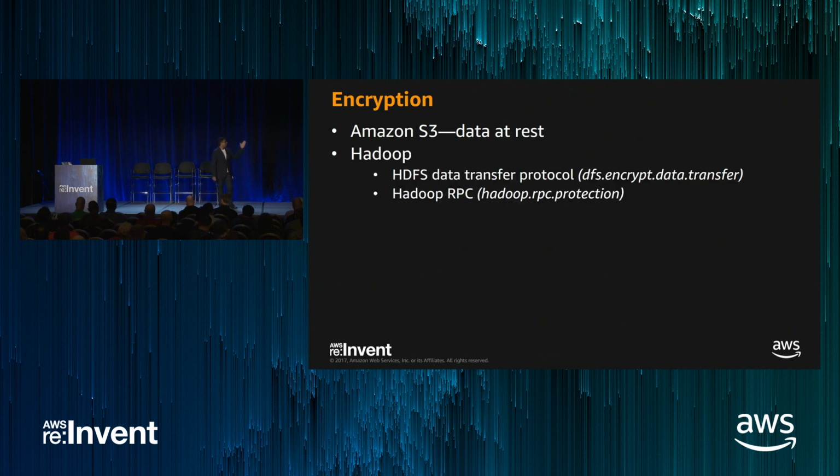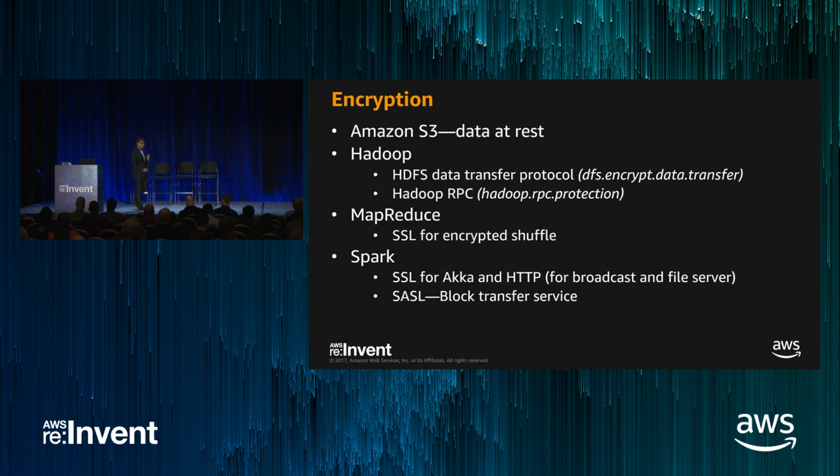Then Hadoop, I mentioned that. HDFS has a data transfer protocol, so data at rest as well as data in transit. Both of these encryption can be achieved by the managed services that we have. MapReduce uses SSL for encrypted shuffle, and finally Spark, in case you're using Spark, and that's one of the examples we have today. We can use SSL for block transfer services among the others.